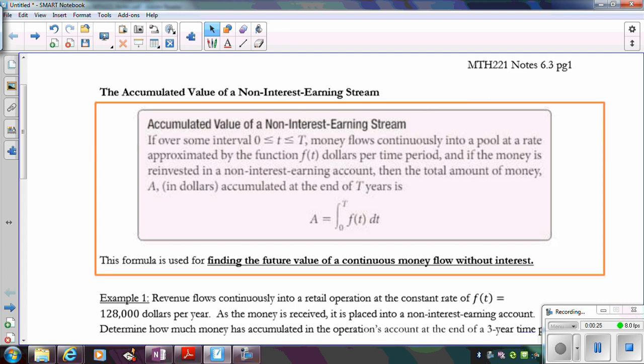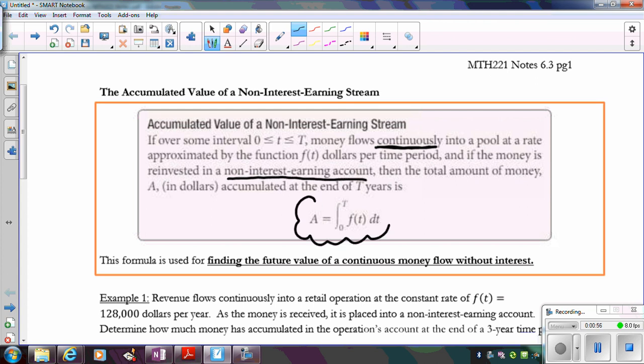So for these first few examples, we're going to look at what's our total value in the end, or the future value of an account. So for this first example, we're going to be using this formula here. This is the accumulated value of a non-interest earning stream. So basically, if you ever have a situation where it's talking about money going into an account continuously, that indicates an integral. And the other important thing is that there's no interest. So it's a non-interest earning account. And then you're going to be using this formula right here.